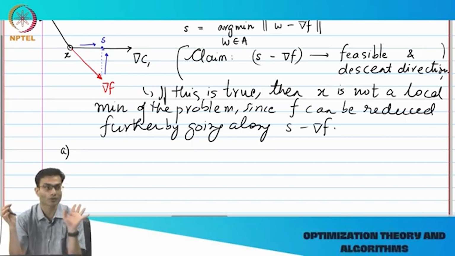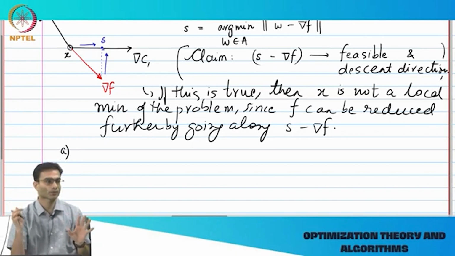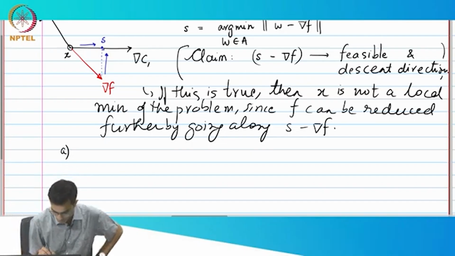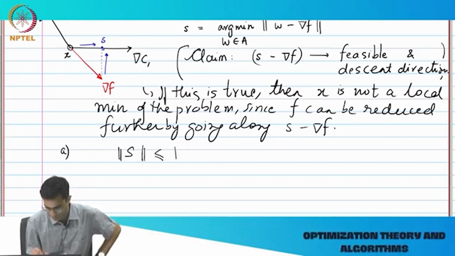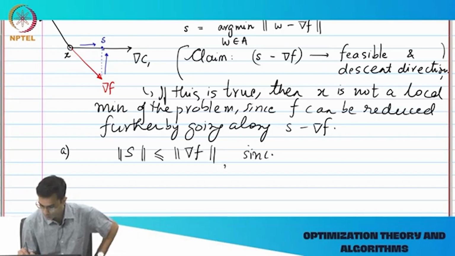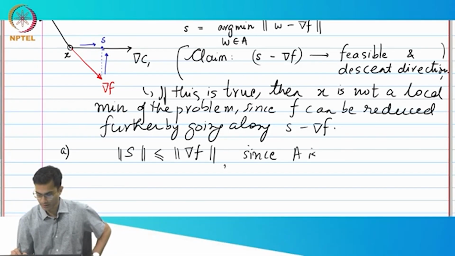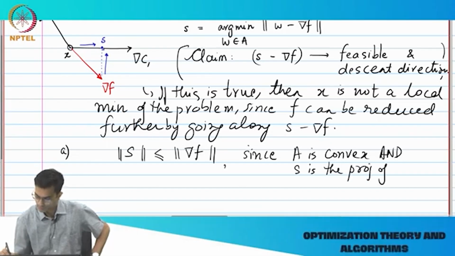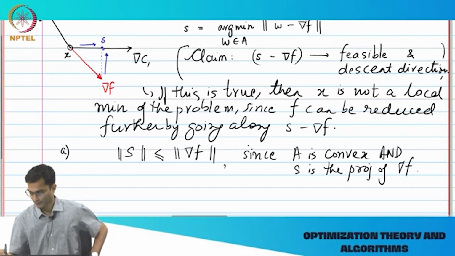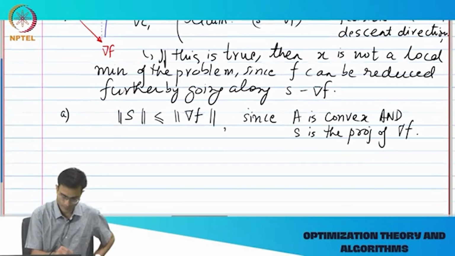Okay, and remember, I'm saying convex sets. You can have funny things happen with non-convex sets. Okay, so I can say that norm of S is less than or equal to norm of grad f, since A is convex and S is the projection of grad f. Okay, so everyone agrees with this.